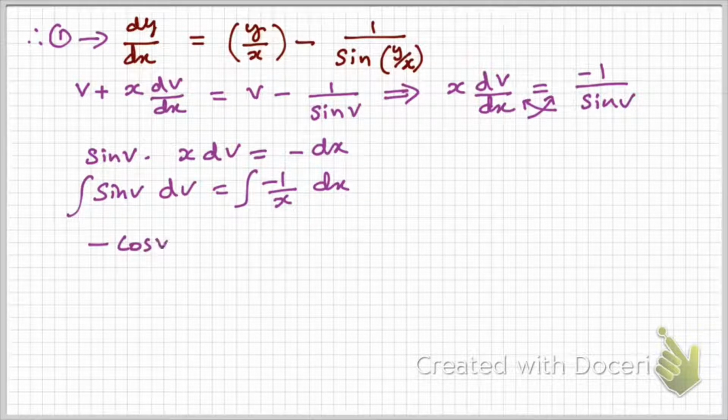Now I integrate both sides. So when I try to integrate it, the integral of sin v is minus cos v, the minus sign stays there, and 1/x integrates to log x, log x to the base e, or ln|x|.